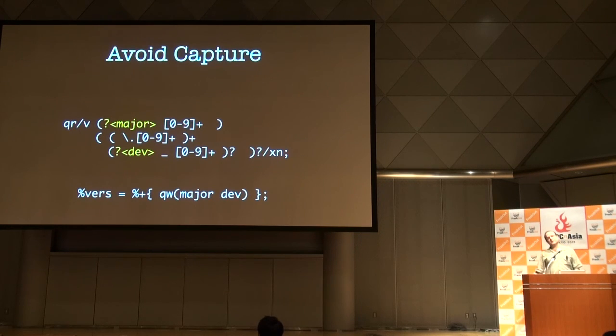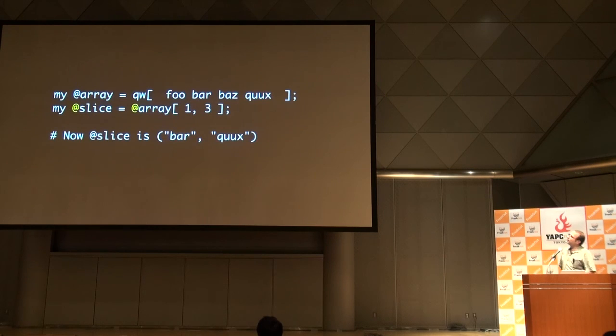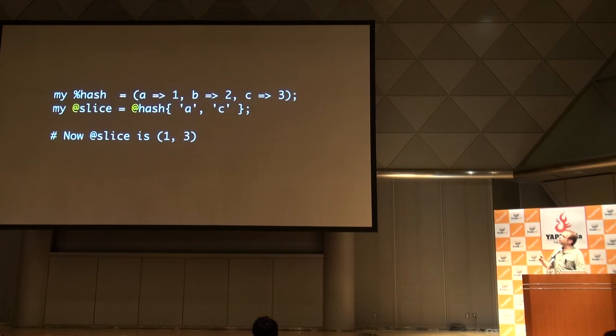If you don't understand what's going on there, that's because it's also pretty new, and it's like this. You probably know you can get a slice of values out of an array. So you use an at sign instead of a dollar sign with your brackets, and it gives you a list of the values at positions 1 and 3. You can also do that with a hash. You can pull out the values from multiple keys at once. What do you get out? You get 1 and 3, because those are the values for A and C.